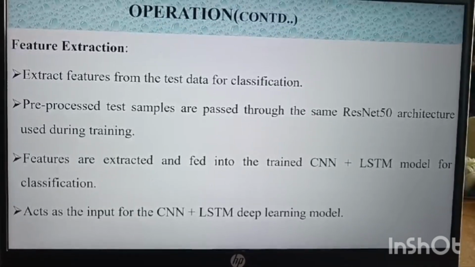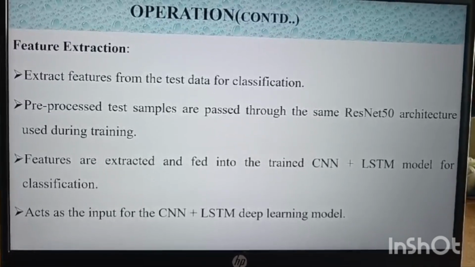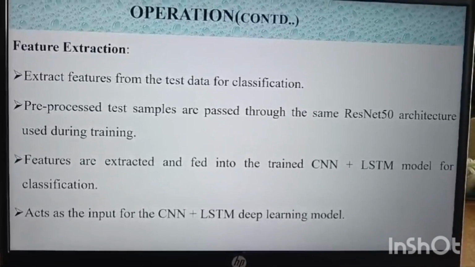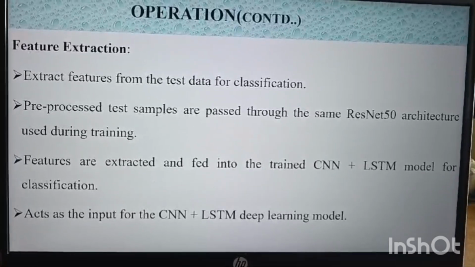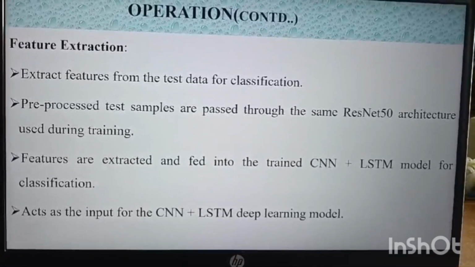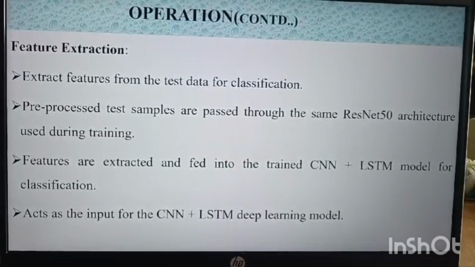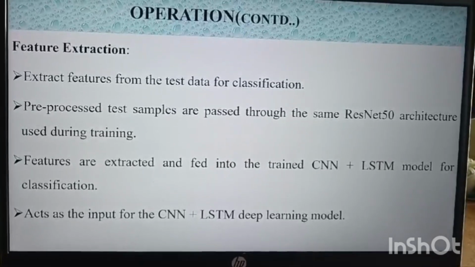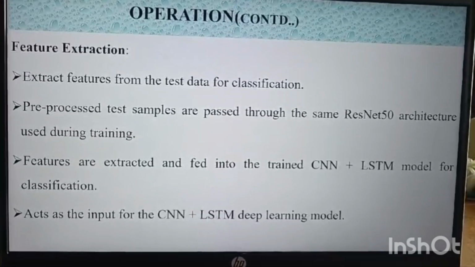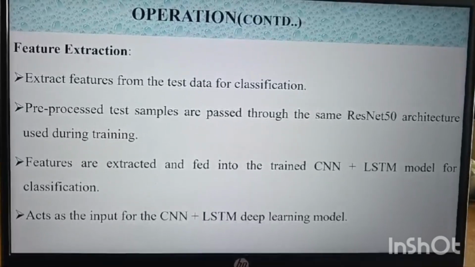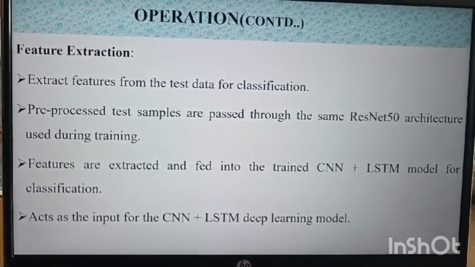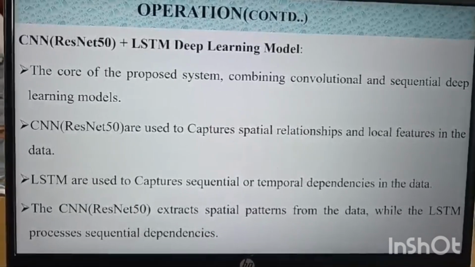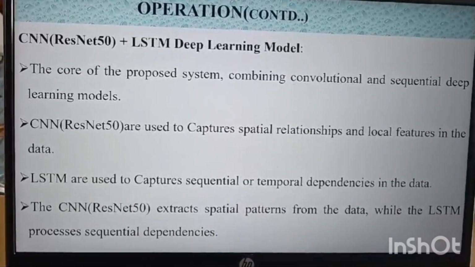And the operation for feature extraction: extract features from the test data for classification. Pre-processed test samples are passed through the same ResNet50 architecture used during training. Features are extracted and fed to the trained CNN plus LSTM model for classification. These act as the input for the CNN plus LSTM deep learning model.